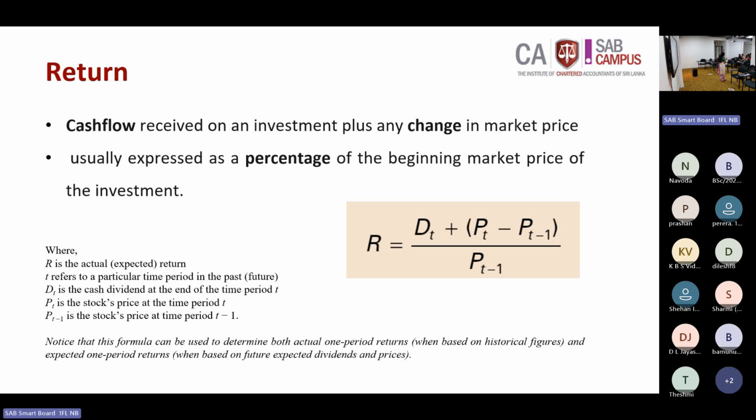The 10 rupee dividend is the income in the form of dividend. And the other one: you purchase the share for 100 rupees, but at the end of the one year period, you sell the asset for 150.